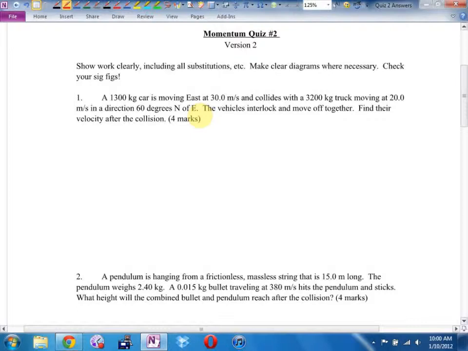Did I just say the word collision, Jacob? Then the first thing I'm going to do is go: the sum of all the initial momentum equals the sum of all the final momentum.